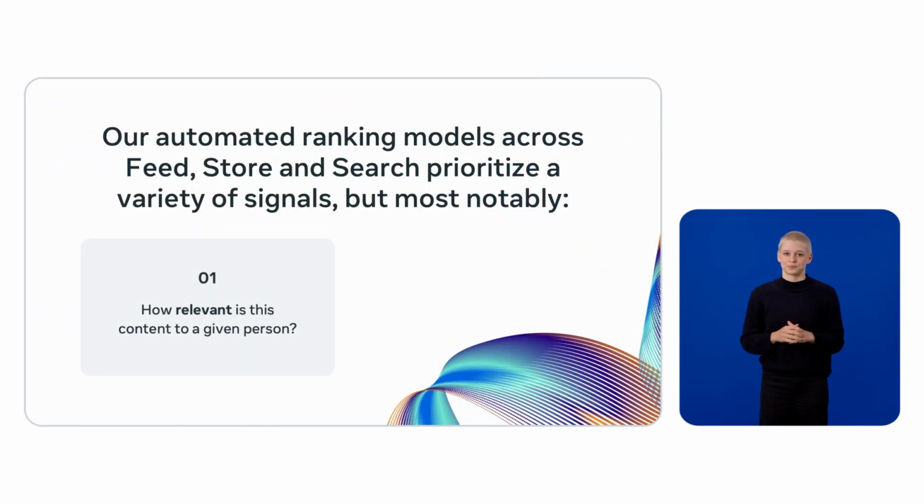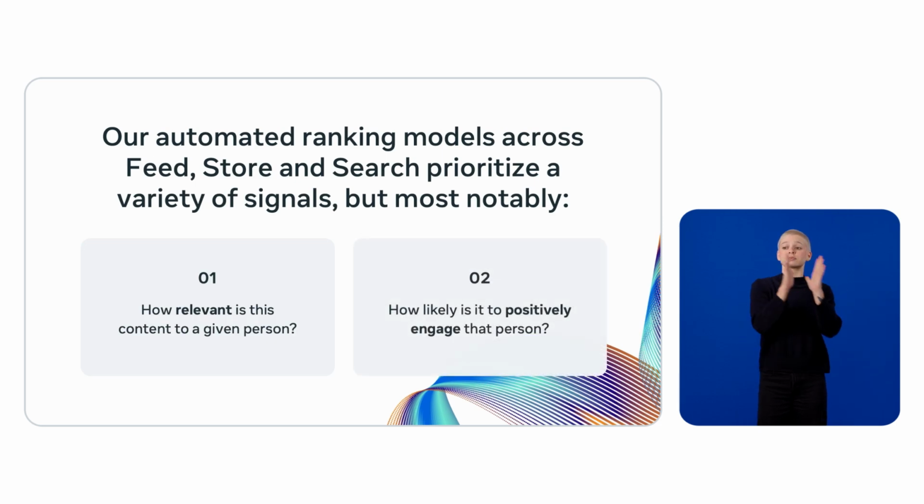All 3 of our distribution vehicles use ranking models to populate the content that appears within them, but it's not the only method we use. We balance both ranking and manual methods for programming. We'll discuss the manual programming in a few minutes. To explain ranking, it's important to understand how our systems work. The ranking models we use to program the feed, store, and search surfaces prioritize a variety of signals, but most importantly, they prioritize 1. How relevant is this content to a given user? And 2. How likely is it to engage that user?